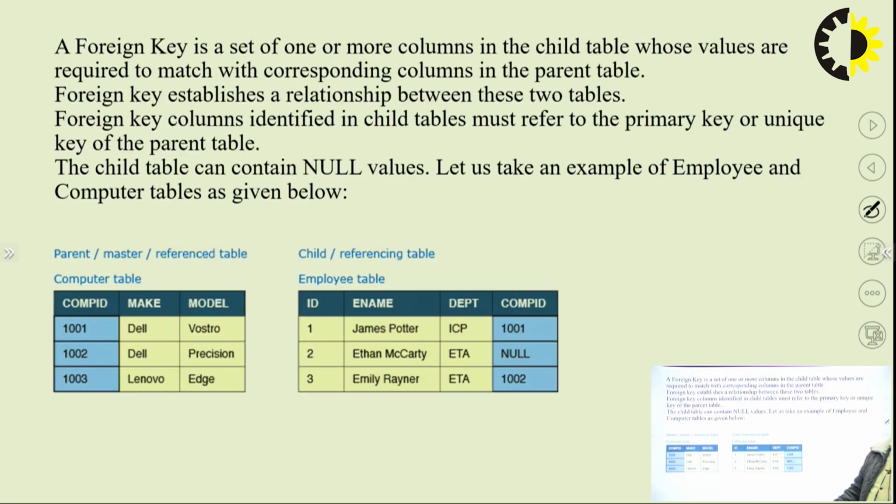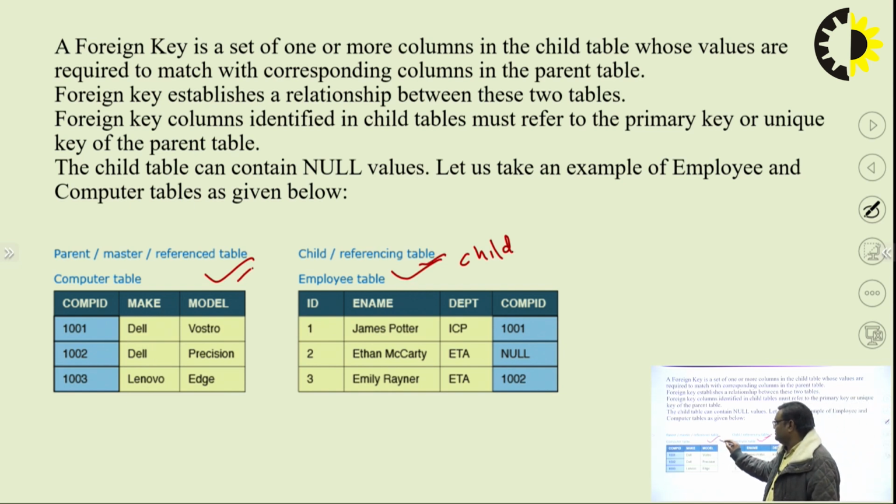Foreign key, more about the foreign key. A foreign key is a set of one or more columns in the child table whose values are required to match the corresponding columns in the parent table. So the foreign key establishes a relation between these two tables. Mainly, we have a computer table and an employee table. This is the child table, the referencing table, and this is the parent table.